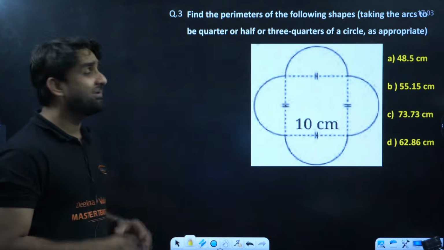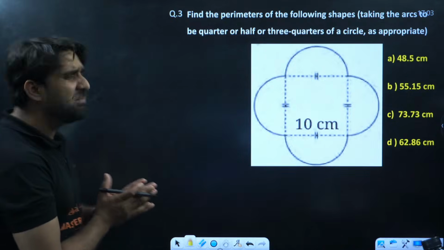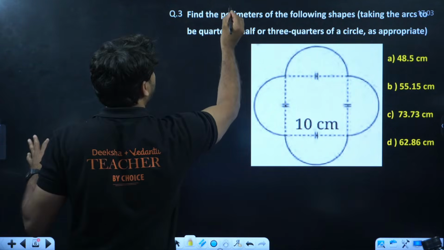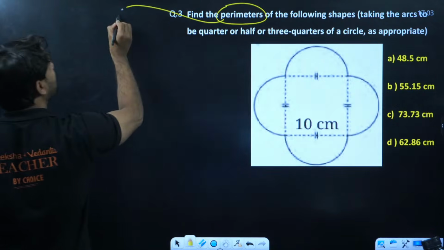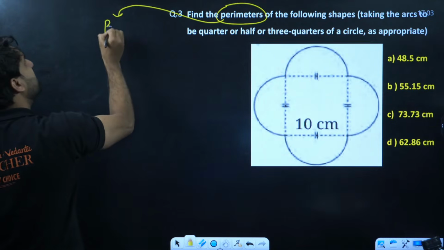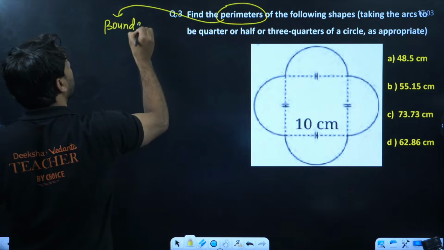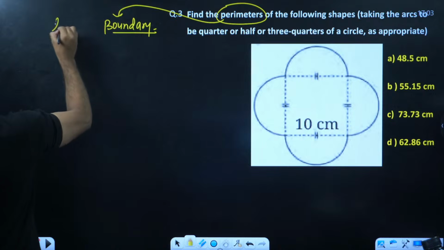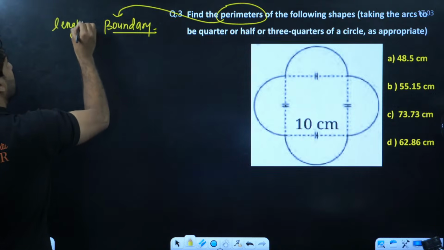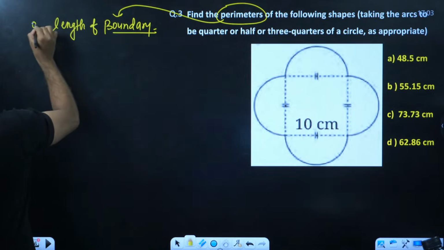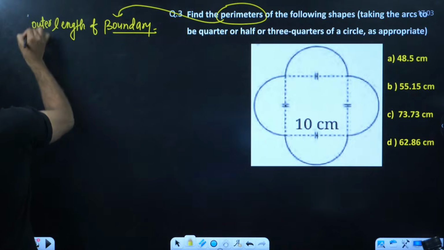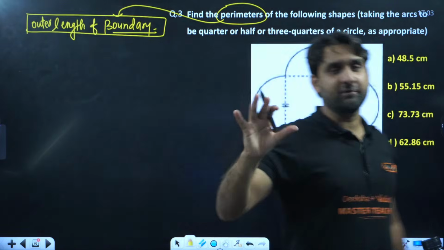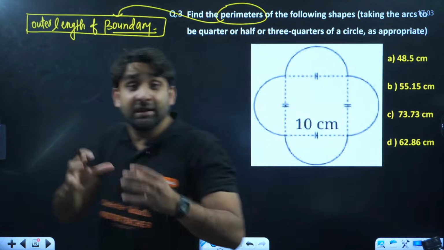Let's do the question. Read the question carefully. Find the perimeter. What is called perimeter? Perimeter means boundary. Everyone please focus. Whenever perimeter comes up in any question, we are dealing with the boundary, the outer length of the boundary. This is called perimeter, everywhere.